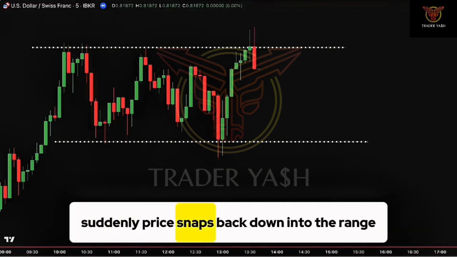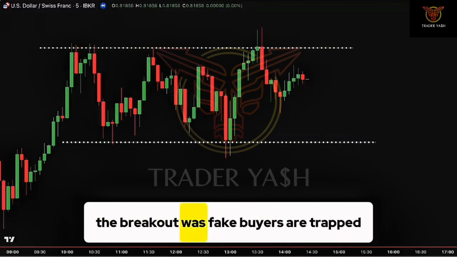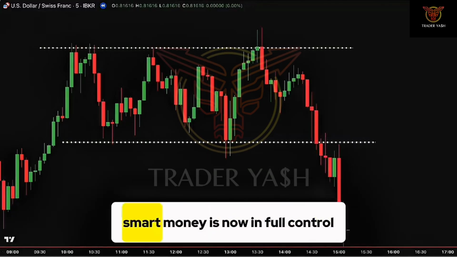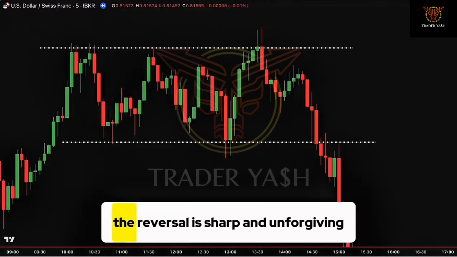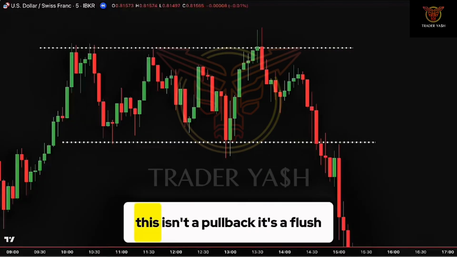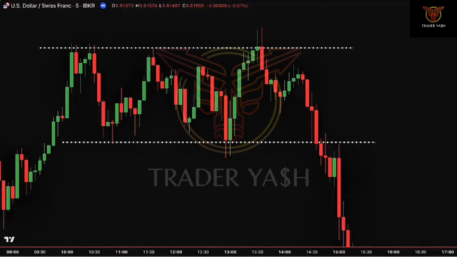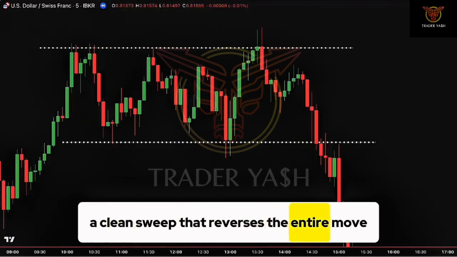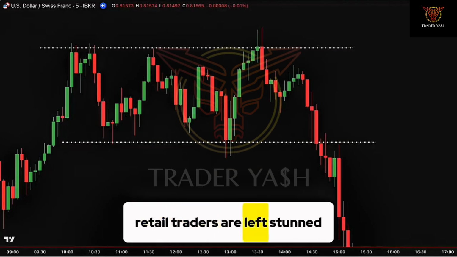Suddenly, price snaps back down into the range. The breakout was fake. Buyers are trapped. Smart money is now in full control. The reversal is sharp and unforgiving. This isn't a pullback, it's a flush. A clean sweep that reverses the entire move. Retail traders are left stunned.